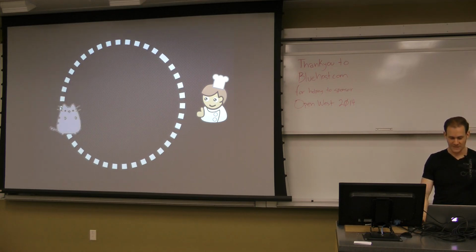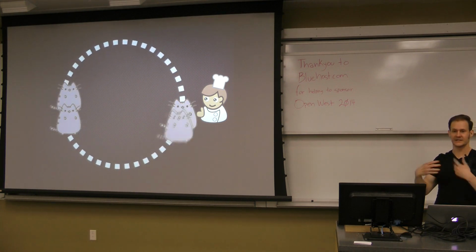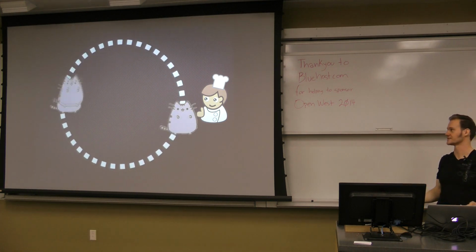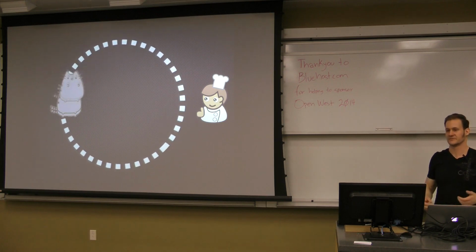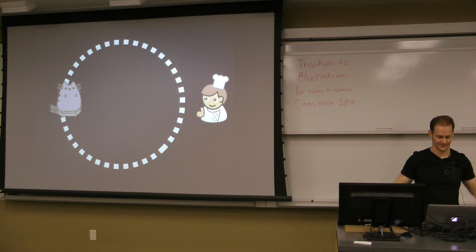Non-blocking is where the chef gives the cat some food, and he eats, and while he's eating, he can give all the other cats their food. And when they're finished eating, they move on. So you have scalability with cats.